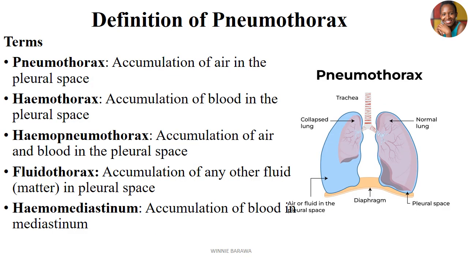So let's introduce the common terms that are known to be related to pneumothorax. One of the terms is pneumothorax itself, which means accumulation of air in the pleural space. So the pleural space is the tissue lining that covers the lungs, and we have two types of pleural layers. We have the visceral and we have the parietal. And in between the visceral and the parietal layer, we have a pleural space in there.